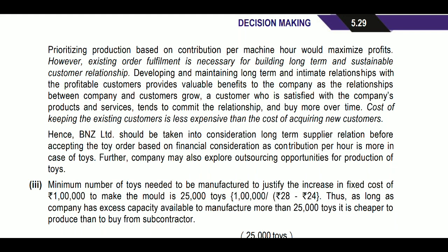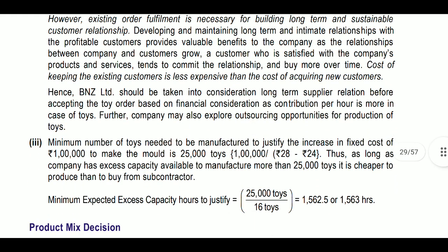The cost of keeping existing customers is less than the cost of acquiring new customers. For the 4 lakh order from your old customer, you do not spend any extra cost. If you want new customers, you need to incur expenditure for advertising your products, and you need to provide discounts also. Hence, B&Z Limited should take long-term supplier relationships into consideration before accepting the toys order.